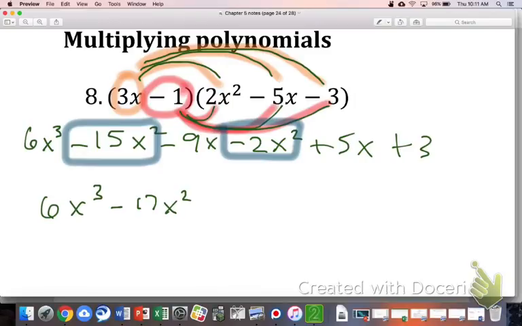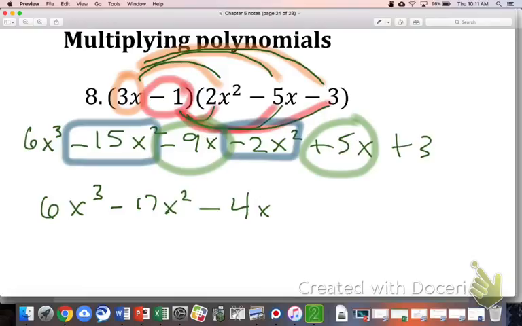Okay, and Haley, what is like -9x? That's the next one up here. 5x. The 5x is, so when you add those two together, what do you get? -4x. That's exactly right.